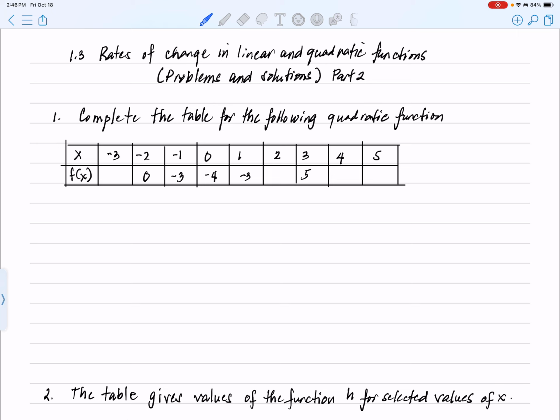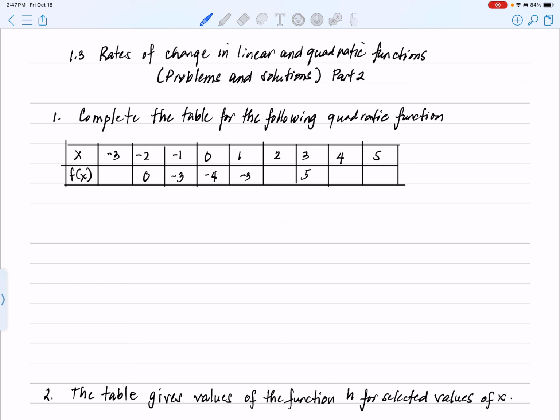If you try to observe the input value, which is the x value, you have a negative 3 to a positive 5. Well, the output has missing values when x is negative 3, when x is 2, when x is 4, and 5. And that's the one we are going to do right now. We will look for those values and we have to complete the table.